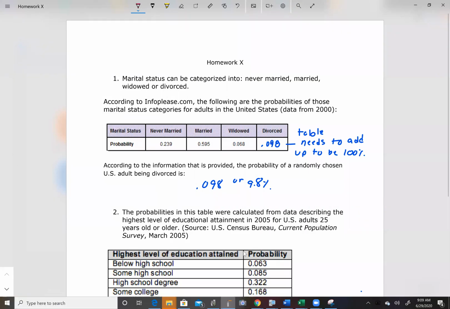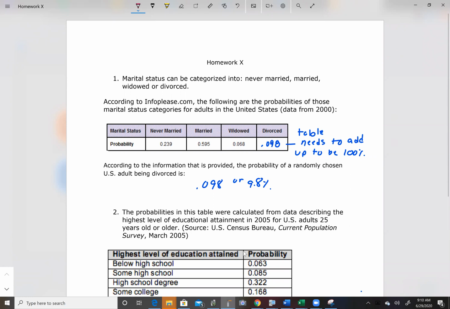All right, you guys, I wanted to go over homework 10. Question number 1: marital status can be categorized into never married, married, widowed, or divorced. According to infoplease.com, the following are the probabilities of those marital status categories for adults in the United States.